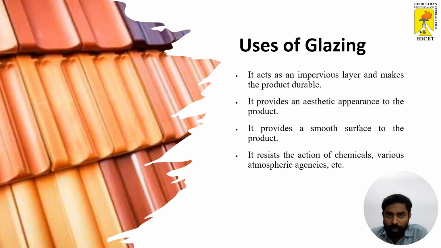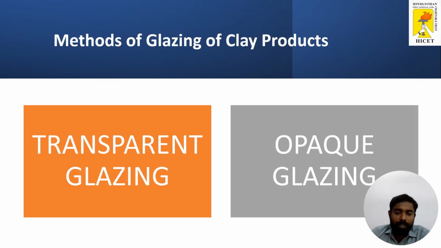The various uses of glazing include that it acts as an impervious layer and makes the product durable, and water or anything else does not pass through that layer. It provides an aesthetic appearance to the product, and it also provides a smooth surface, and it resists the actions of chemicals, various atmospheric agencies, etc. So thus it gives a proper smooth finish, and it gives good aesthetic looks when seen alongside the other components. The methods of glazing are of two categories.